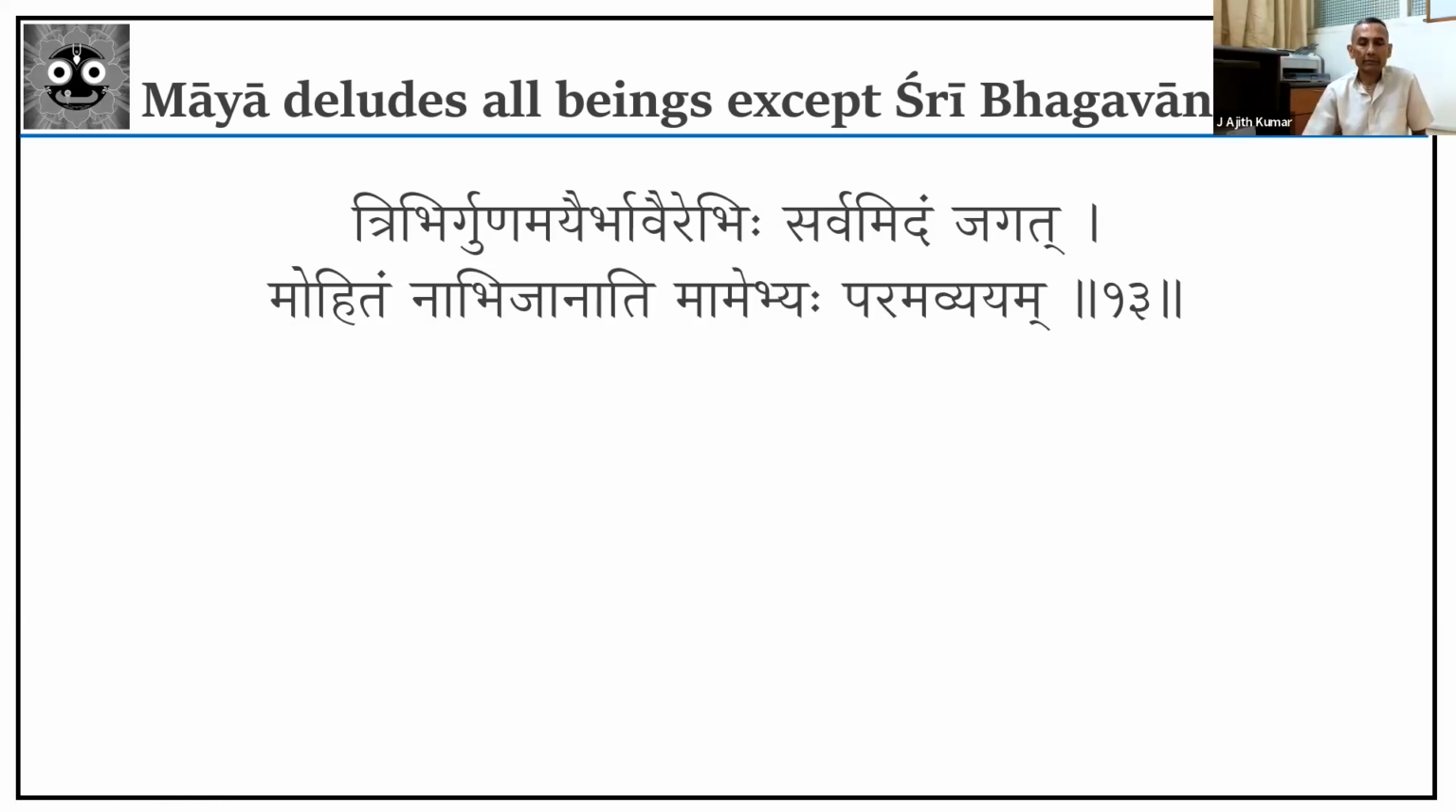So because of that, what happens? Na abhijanati, does not know. Does not know what? Mam, me. Because these three gunas have put everybody into a delusion or illusion, the whole universe does not know me. Nobody in this universe knows me. And what do they not know about me? They don't know Mam ebhya paramavyayam. They don't know that I am superior to these three gunas.